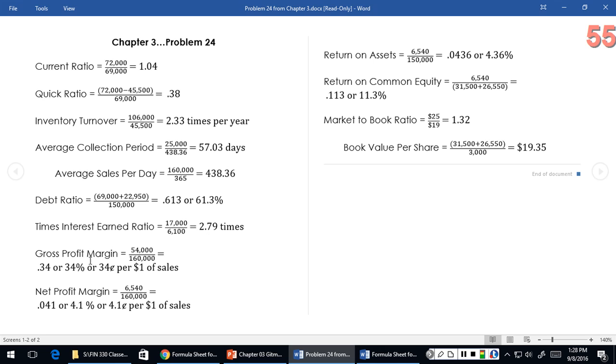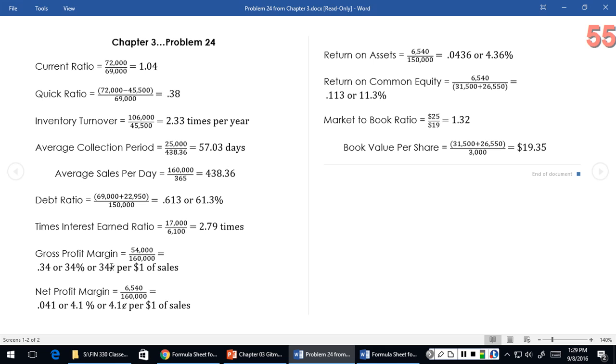Okay, the gross profit margin. This is simply going to be your gross profit, which is going to be sales or sales revenue, it goes by several different terms, minus cost of goods sold, and then you've got your sales number here. So now we can read this a few different ways. We can say this is 0.34, or we can convert 0.34 to a percentage, 34%, which says for every dollar of sales, this company makes a 34% gross profit margin, or for every $1 of sales, this company makes 34 cents in gross profit.